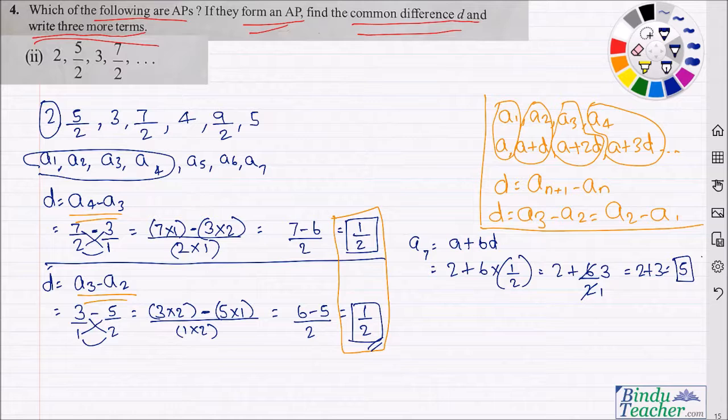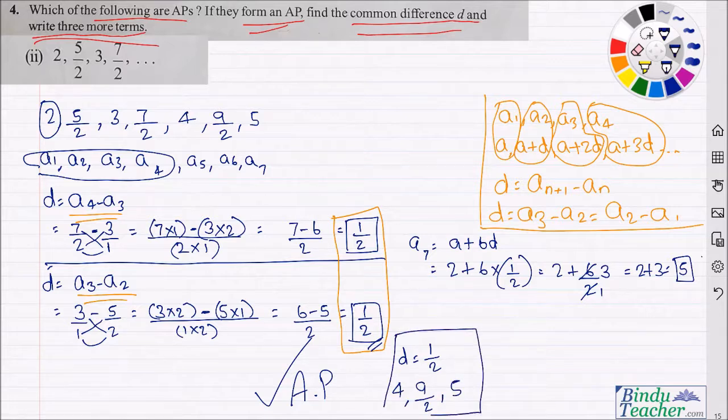So with this we can say that yes, this list of numbers is an arithmetic progression, and the difference D is 1 by 2, and the three more terms that we have identified are 4, 9 by 2 and 5. This is the answer.